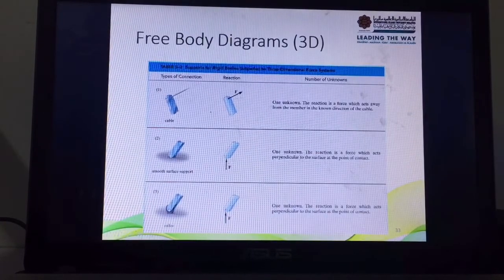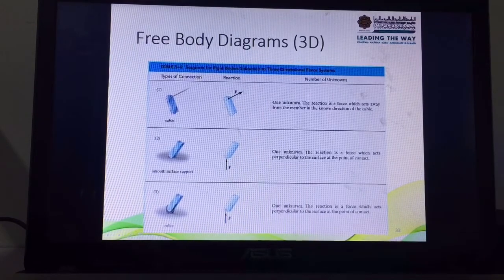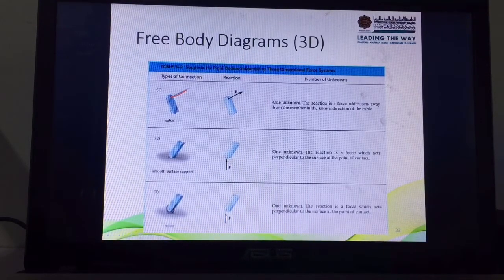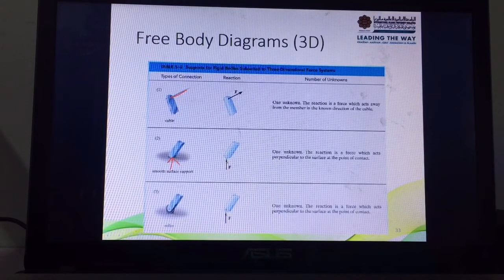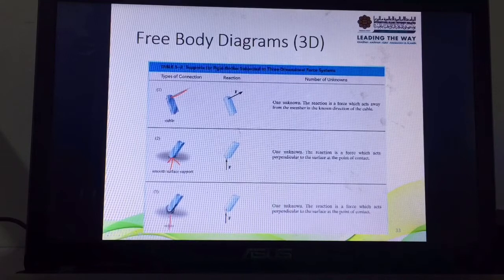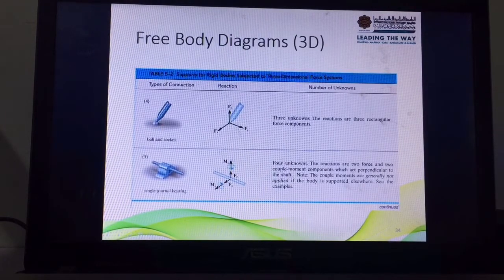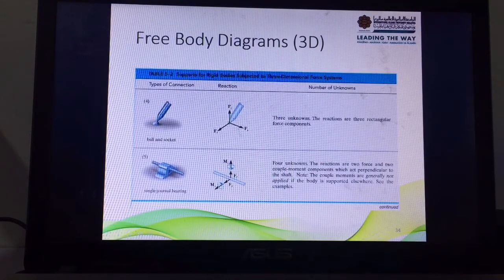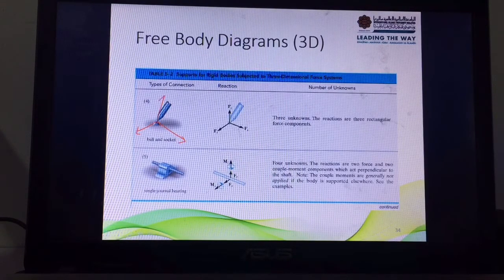Okay, as we have seen before, for a cable, even in 3D, there is just one line. You remove the cable and substitute it with one line of force. Smooth surface support, same, just one normal force, F. Roller, same, just one normal force. Ball and socket is like a 2D pin, so it prevents the translations. So we will have Fx, Fy, and Fz, depending on the coordinate system.